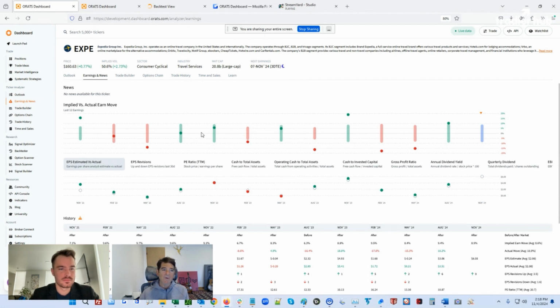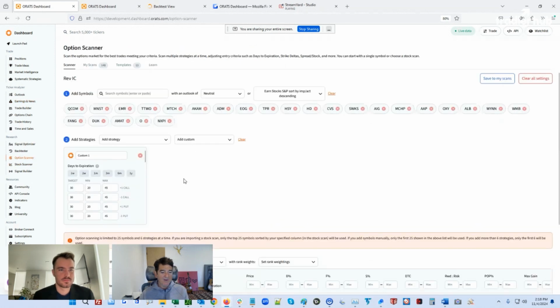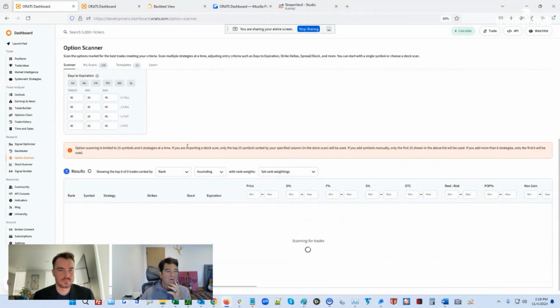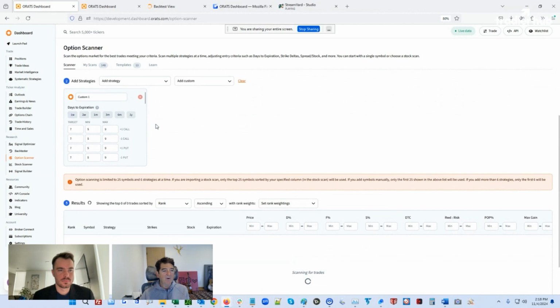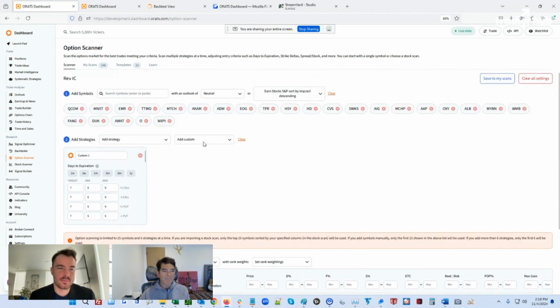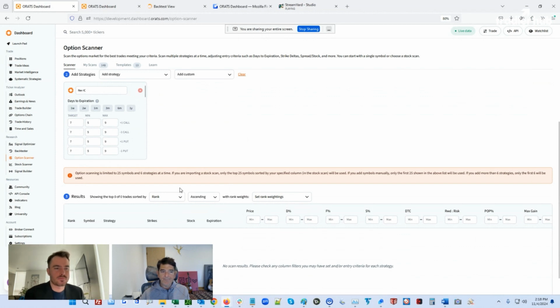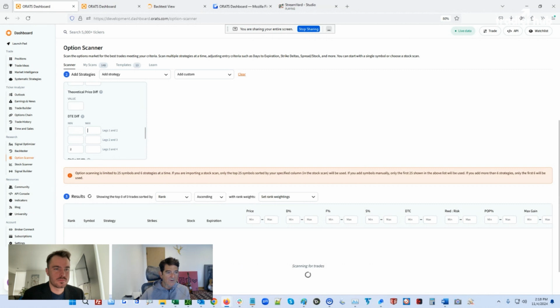So maybe we'll do two. We'll do one with Expedia, or actually, well, let's use the option scanner. I like to use the option scanner in order to find these trades, Tyler. Great tool, very customizable. Yeah, reverse. I see where. What are we looking for? So there's a DTE difference here. We don't want that DTE difference.